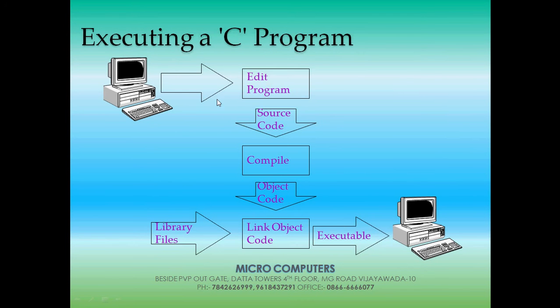Here in the backend process, first the program is written, and then the compiler converts the source code into the object code. In the linker phase, all the C library files that are needed in a program are linked here and then executed.